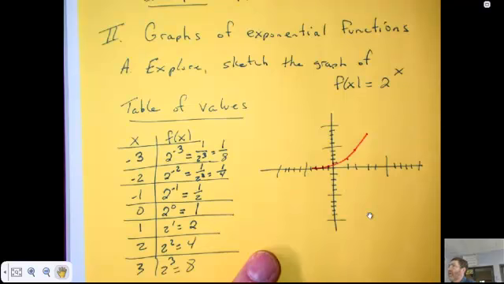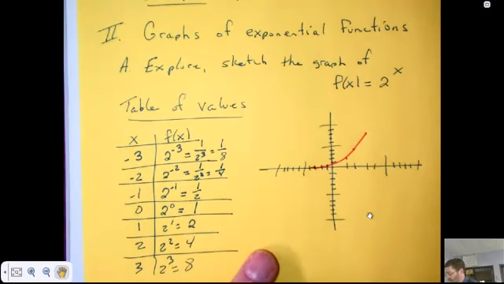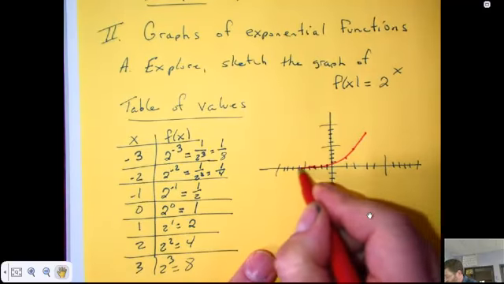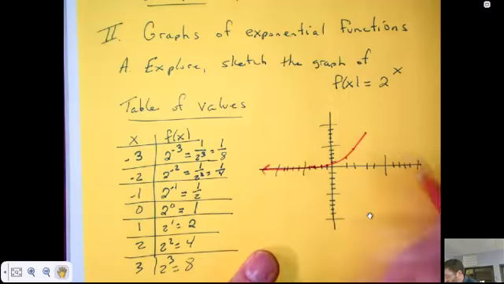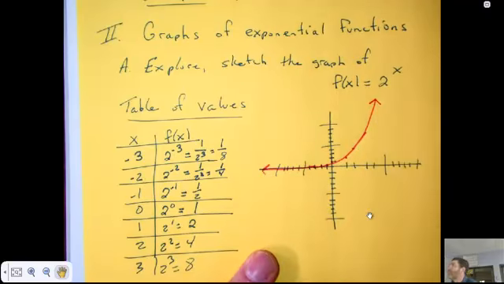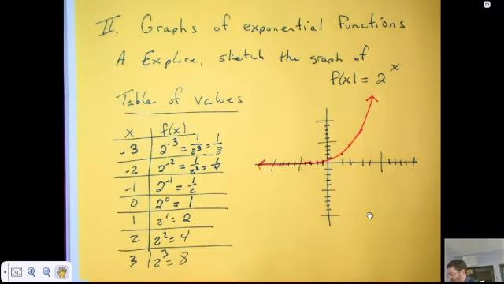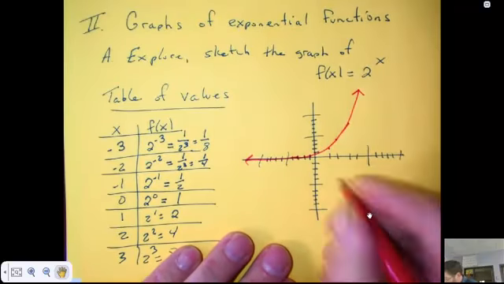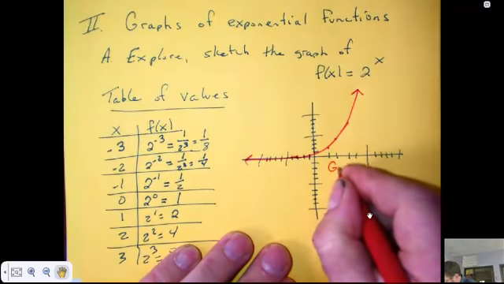And then if I extrapolate that and extend it further, this line comes down like this, and this line comes up like this. And there's our graph. So let's do a graph summary. What can we say about this graph?